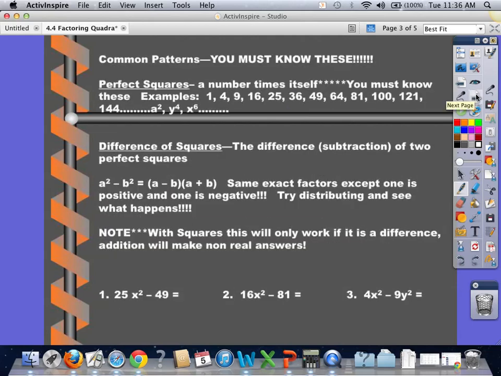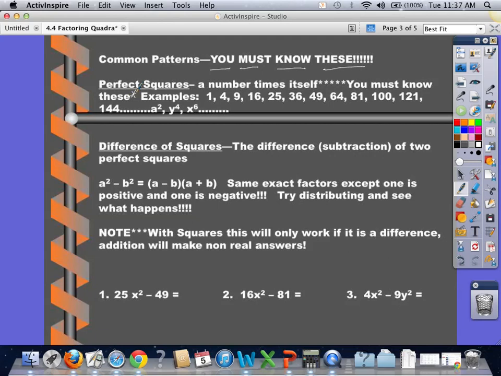All right, common patterns. I cannot emphasize this enough. You must know these. These are all over every test you're going to take in here because they're patterns you need to be looking for. These are shortcuts that will make your life easier. You must know these. Okay? Perfect squares. Perfect squares are numbers times itself. You must know these. So if you don't know these, now's a good time to learn these.